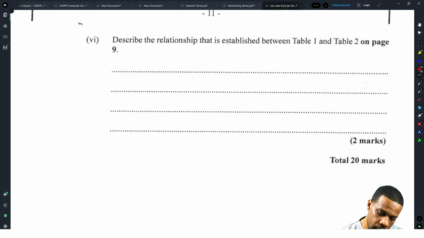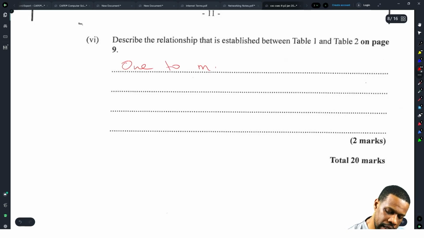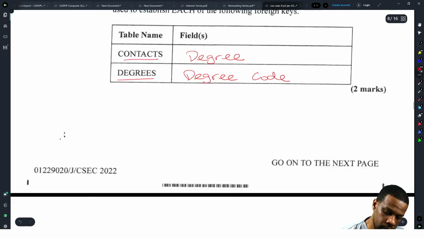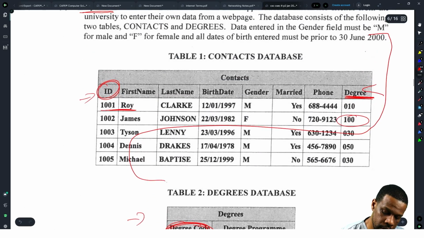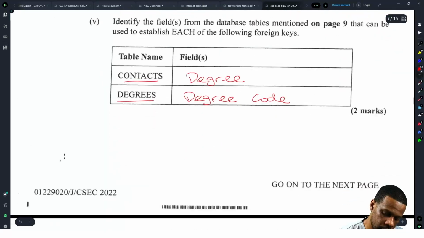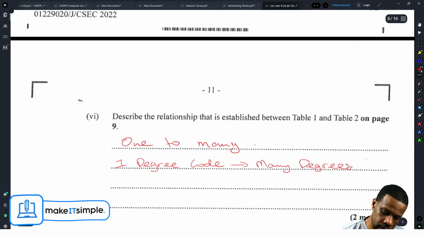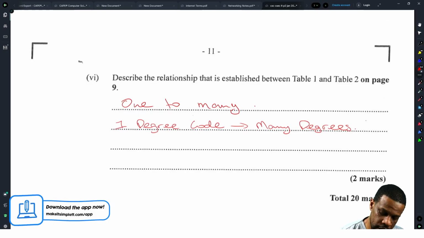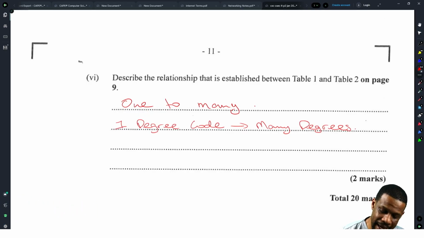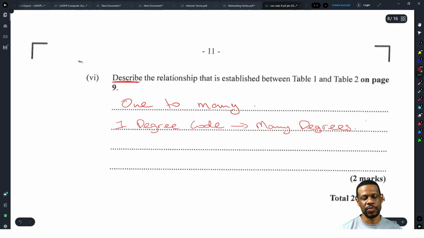Alright, describe the relationship established between the two of them. It is a one-to-many relationship. So 1 degree code could match to many degrees. Right, so once you say 1 to many, I believe that will be the 1 mark, and then I gather because it said describe, you should put some sort of explanation about how the degree code thing works.